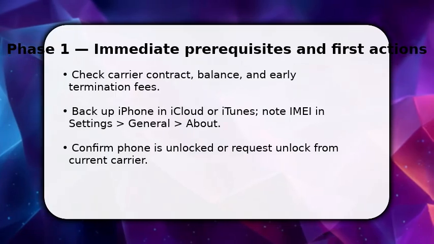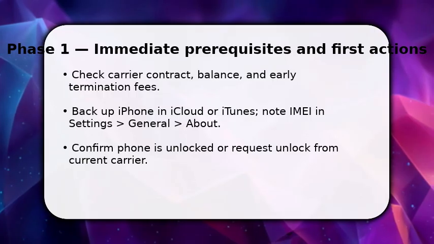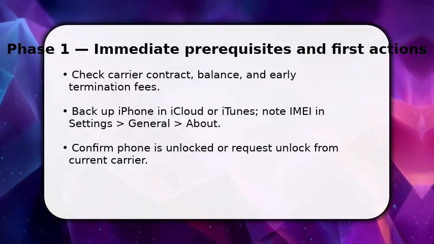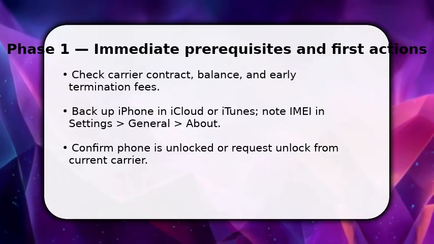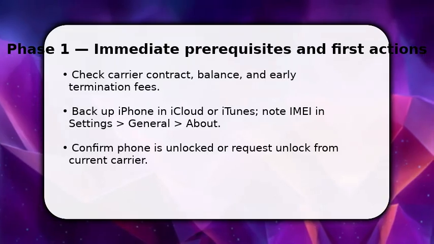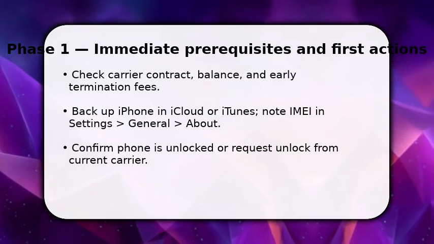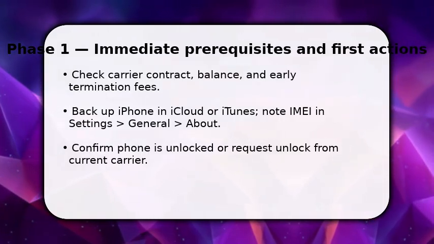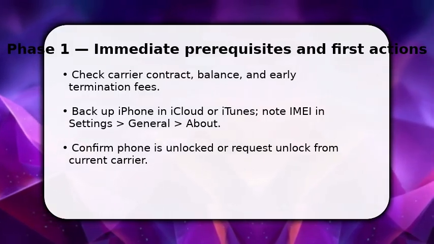You begin by verifying prerequisites. Check your carrier account for balance, contract end date, or early termination fees so there are no surprises. Next, back up your iPhone to iCloud or iTunes, and then find and copy the IMEI from Settings, General, About. You'll need it. Once done, contact your current carrier to request device unlock if it's locked. Make sure they confirm eligibility and provide the expected unlock timeline.